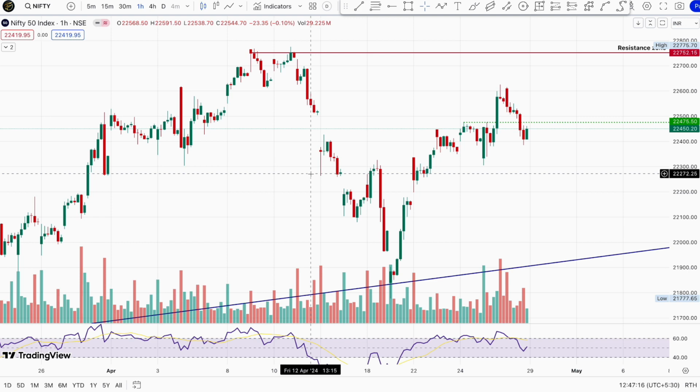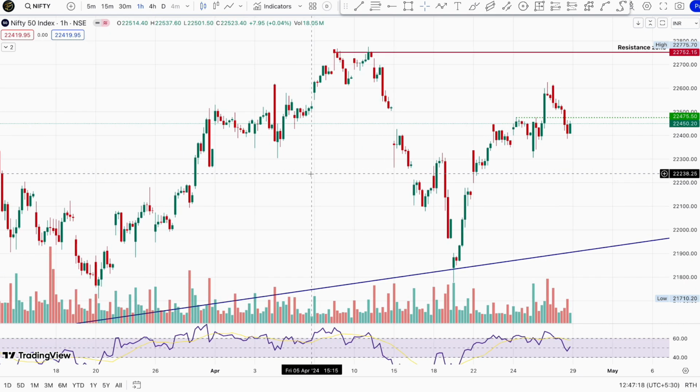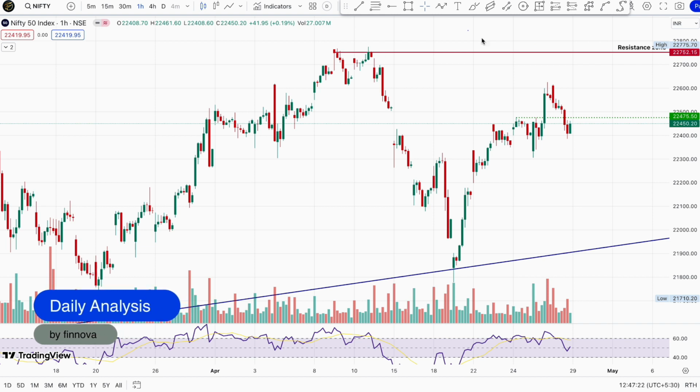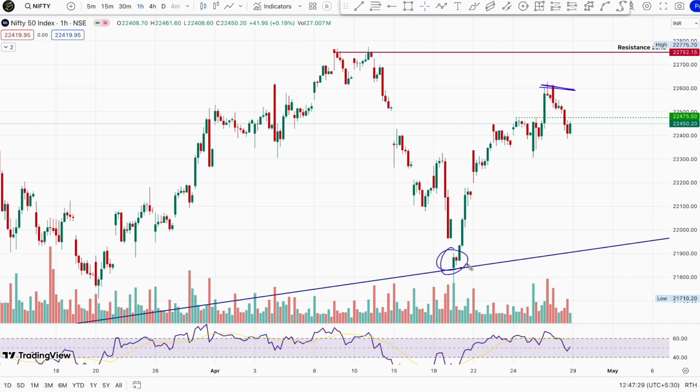Let's move to the lower time frame and see what levels the market is making on the 1 hour time frame. On the 1 hour time frame we can see that the market is making this level as a resistance zone, and after coming to this trend line it gave really good momentum to the upside and has not corrected so far. Only in the last trading session we saw a little bit of correction.